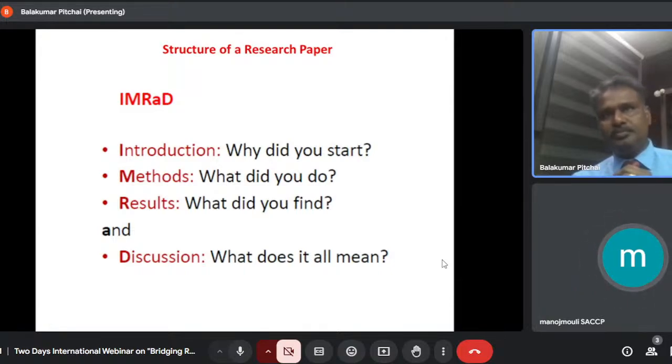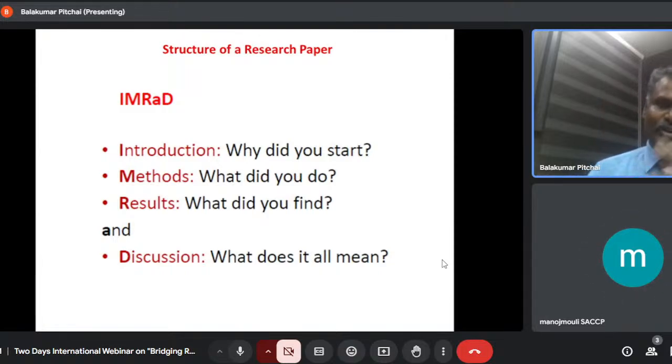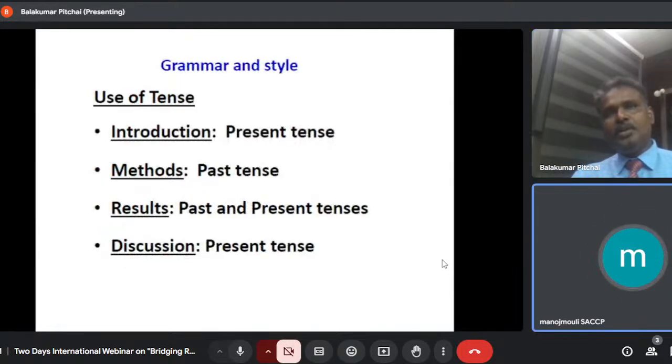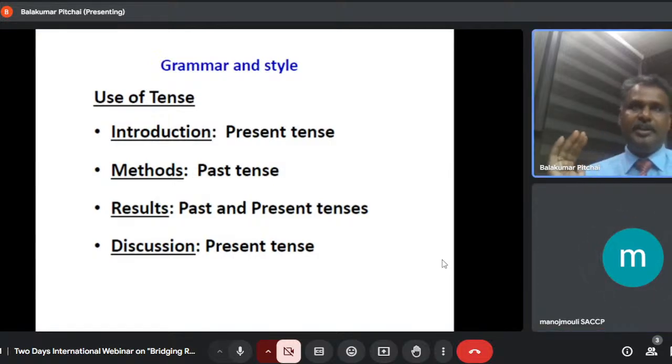Abstract is standalone. It is not a part of the main manuscript. All the journals freely publish the abstract, but not the entire article unless they are open access journals. IMRAD, you have to follow the style. IMRAD, everyone knows about this: introduction, methods, results and discussion. Introduction, why did you start? Method, what did you do? Results, what did you find? And discussion, what does it all mean? These are the 4 components that formulate the entire paper. Conclusion is part of the discussion. At the end of the discussion, you have to write the conclusion, that everyone knows.